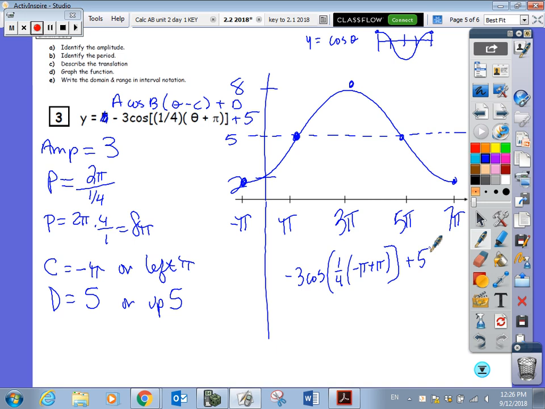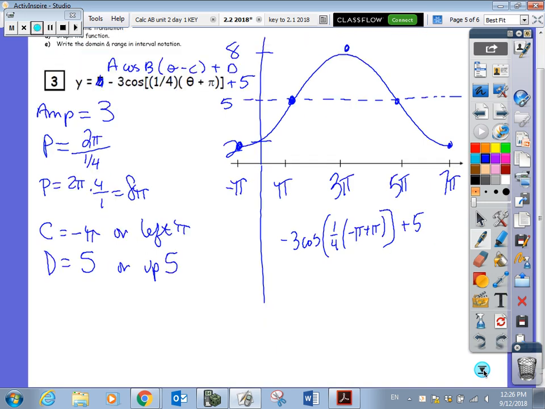Shelby? Why does it end at 7 pi, but the period is 8? So -1 to 7, that's a distance of 8. If that was pi, it would have been 9, but it's negative pi.